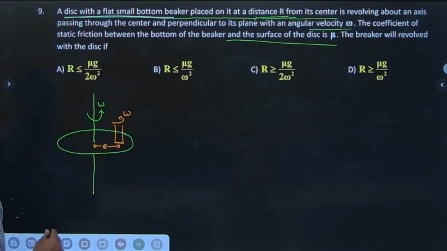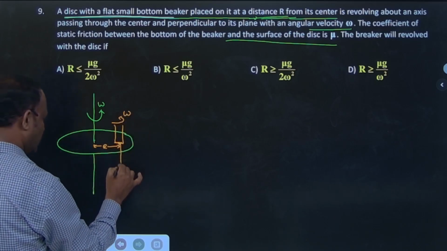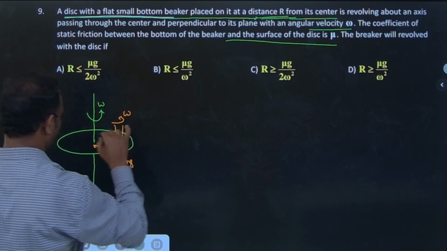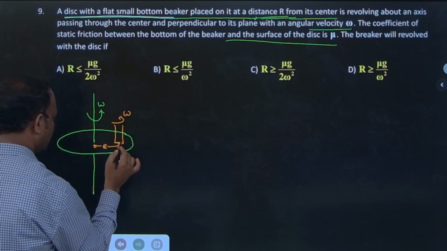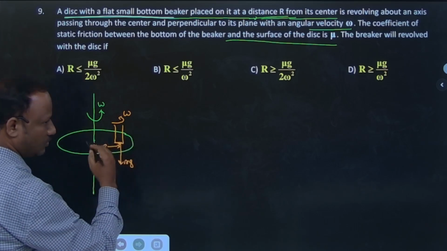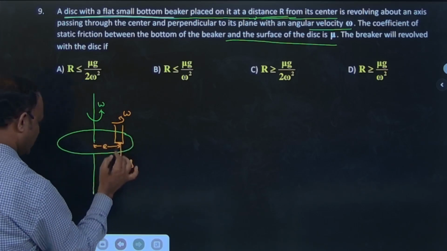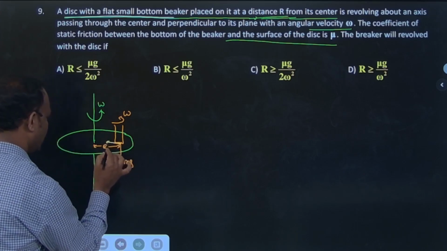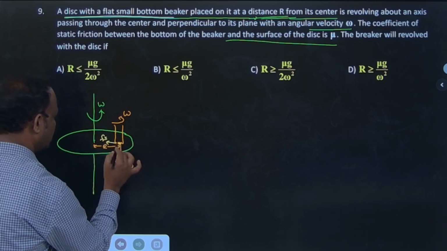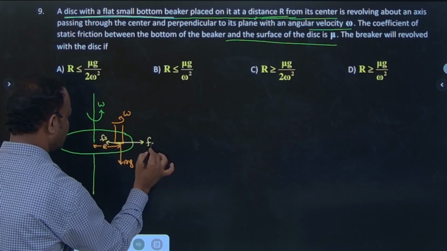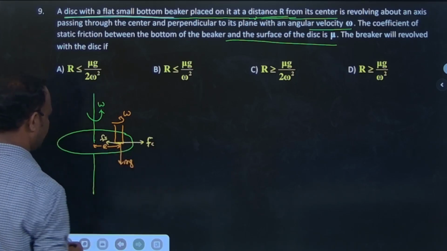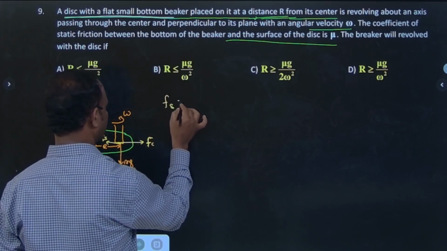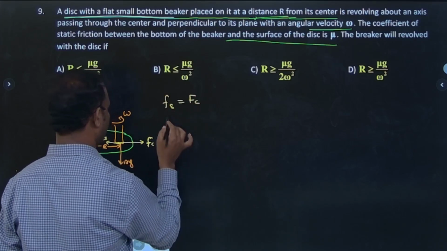So its weight at this position is mg. And next, when it is rotating, the central force is tending to move it away. The force acting on this is Fs, the static friction, and this is the central force Fc. So Fs is equal to Fc.